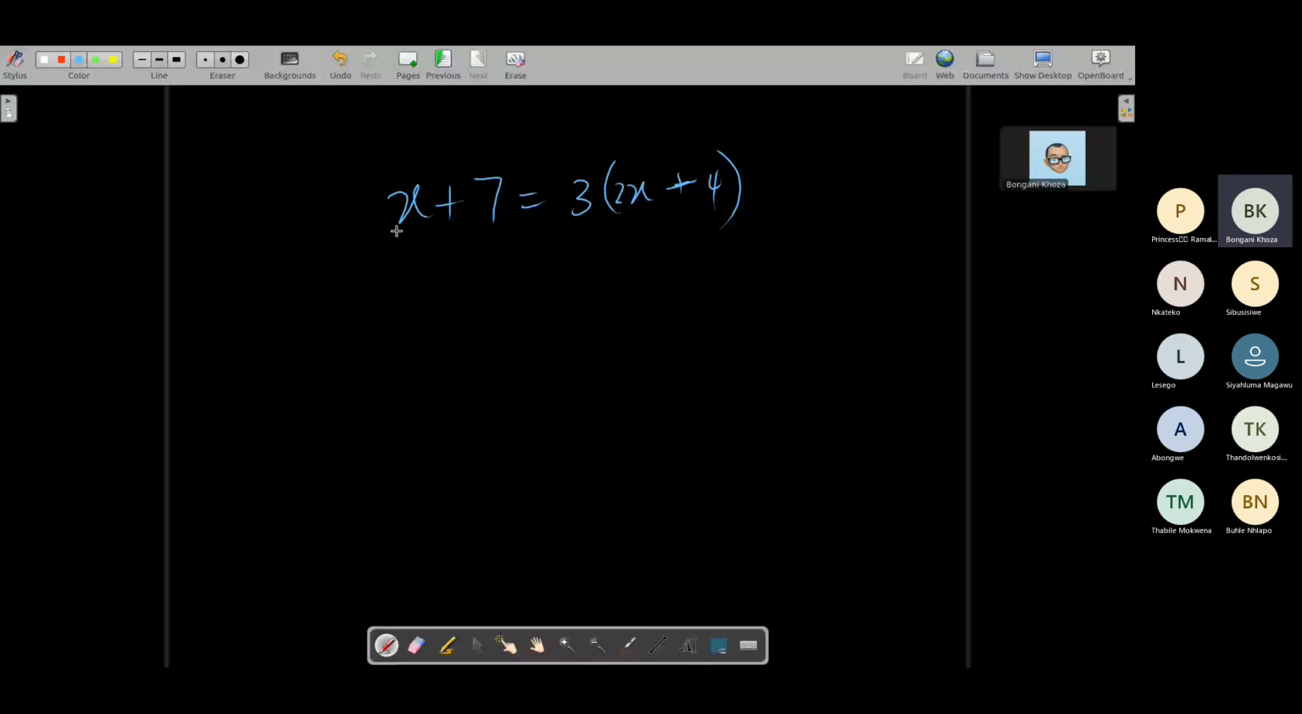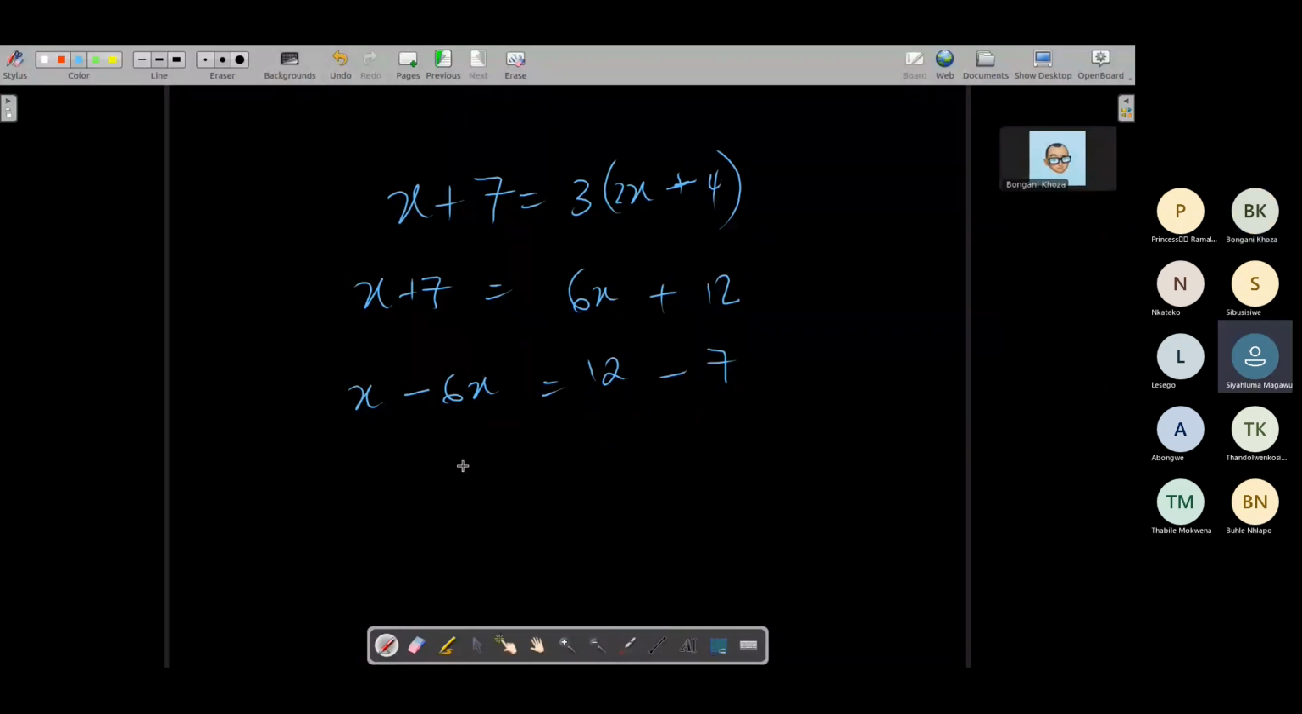So this will still be x plus 7. This will be 6x plus 12. Take this to the other side. You have x minus 6x equals 12 minus 7. This gives you minus 5x, and this gives us 5. Divide by minus 5. We have x is equal to negative 1. Anyone who didn't get the answer?